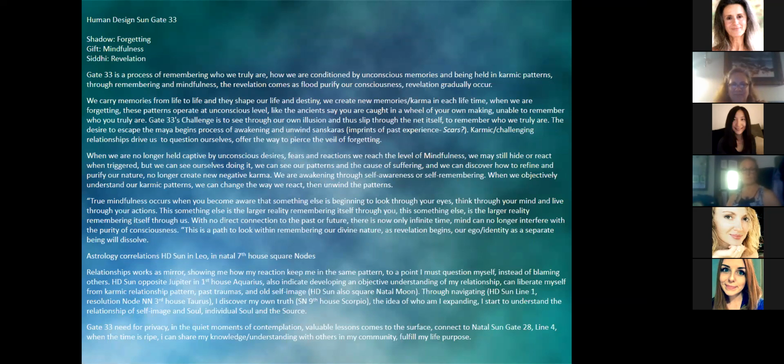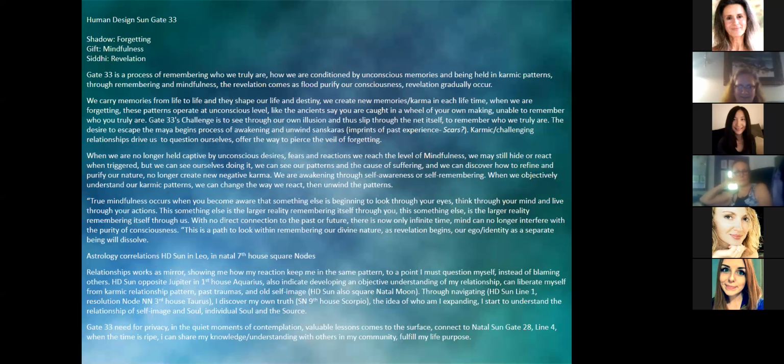So relationships work as a mirror, showing me how my reactions keep me in the same pattern. To a point, I must question myself instead of blaming others. Human design sun opposite Jupiter in the 1st house Aquarius also indicates developing an objective understanding of my relationship that can liberate myself from karmic patterns, past traumas, and old self-image, because the design sun also squares the natal moon. Through navigating, I discover my own truth.